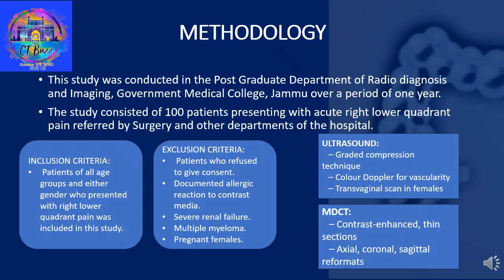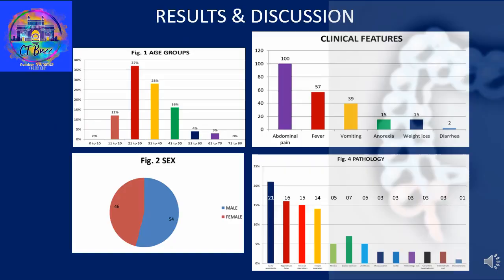This study consisted of 100 patients presenting with acute right lower quadrant pain referred to the Department of Radiodiagnosis for imaging, with exclusion of patients who refused to give consent, patients with contrast allergy, severe renal failure, multiple myeloma, and pregnant females. Ultrasound included graded compression technique, and CT was done with IV contrast with images assessed in three orthogonal planes.